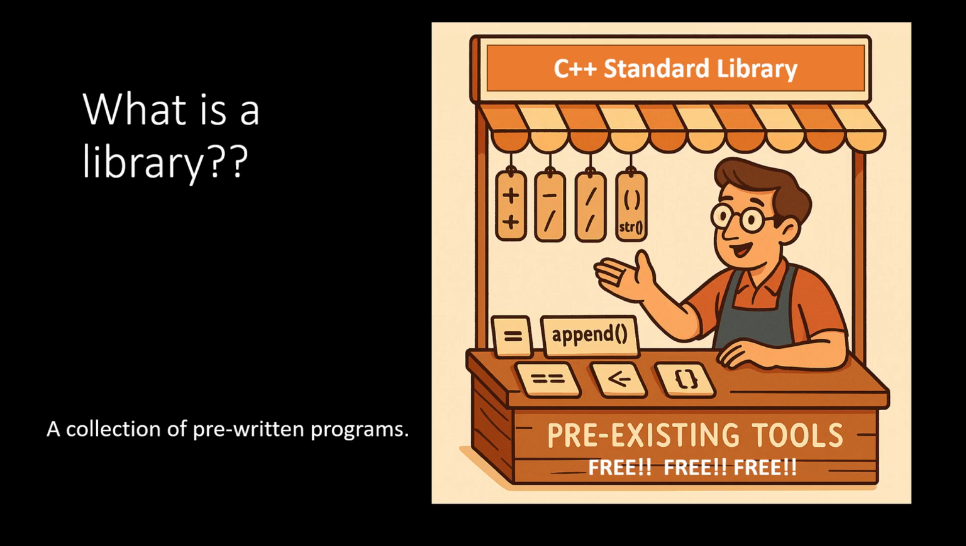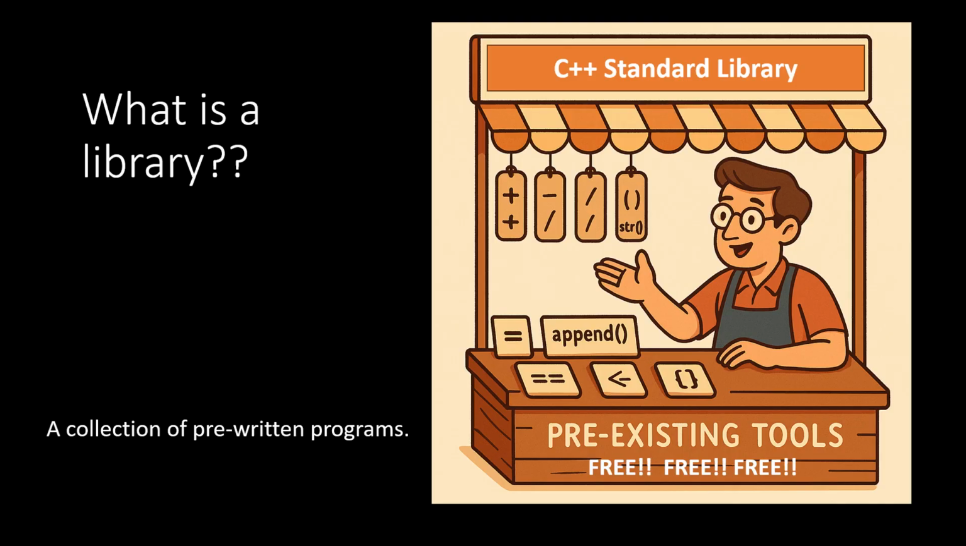Now I have been using this term library so far, so you might have a question, what exactly is a library? A library is simply a collection of pre-written programs. These programs are already written, already tested and optimized for you to reuse them again and again in the programs that you will write. So let me give you a real life analogy so that you understand this better.